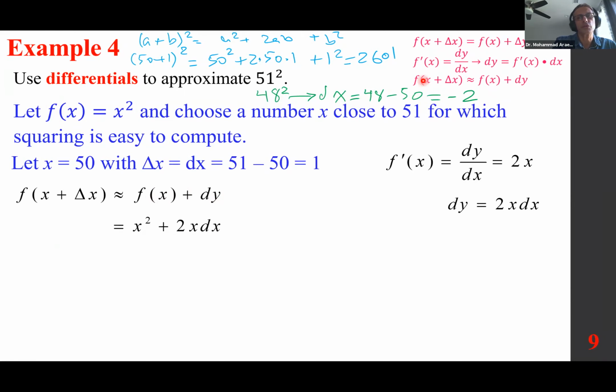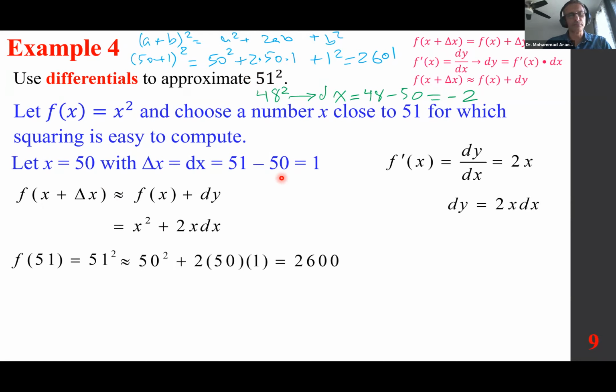So using this formula, f of x plus dy, this is the approximation we're going to use. And we want f of 51 in essence. Remember, we want 51 squared. That means we want f of 51. That's the meaning of 51 squared, which means x is 50 and delta x or dx is 1. So replace the x with 50, replace the dx with 1.